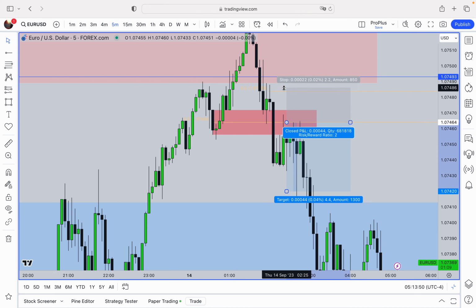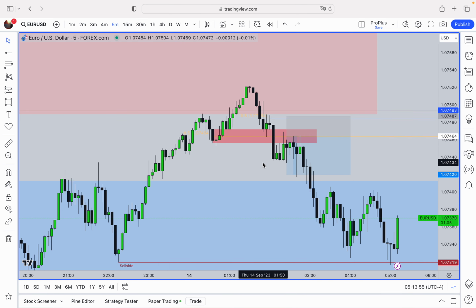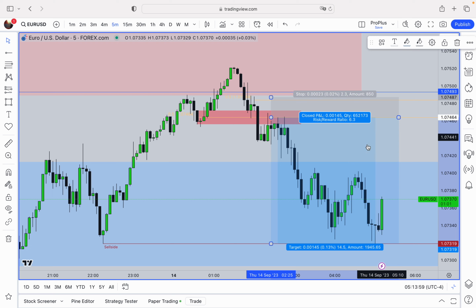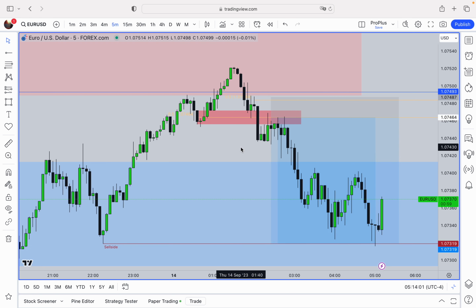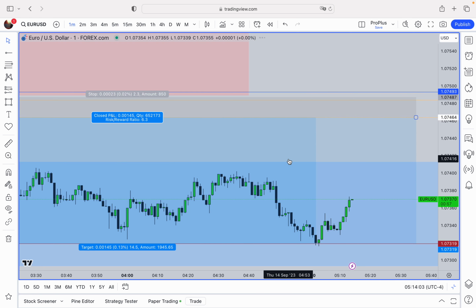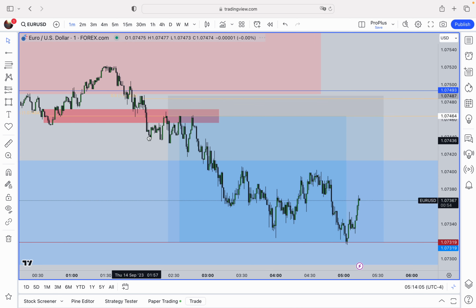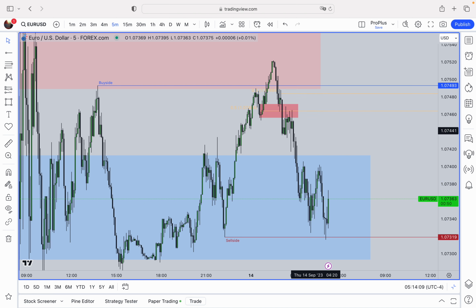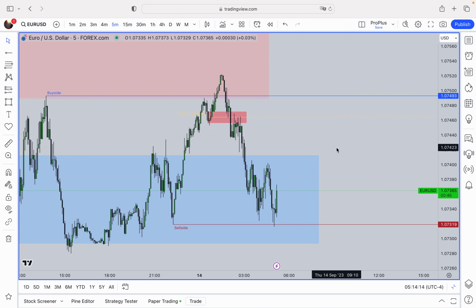So I'd say just above there, so 2.3 pips. And then target would be this low here, so about 15 pips in for take profit. And so let's just delete this now again. Delete this. Keep it neat on the charts.